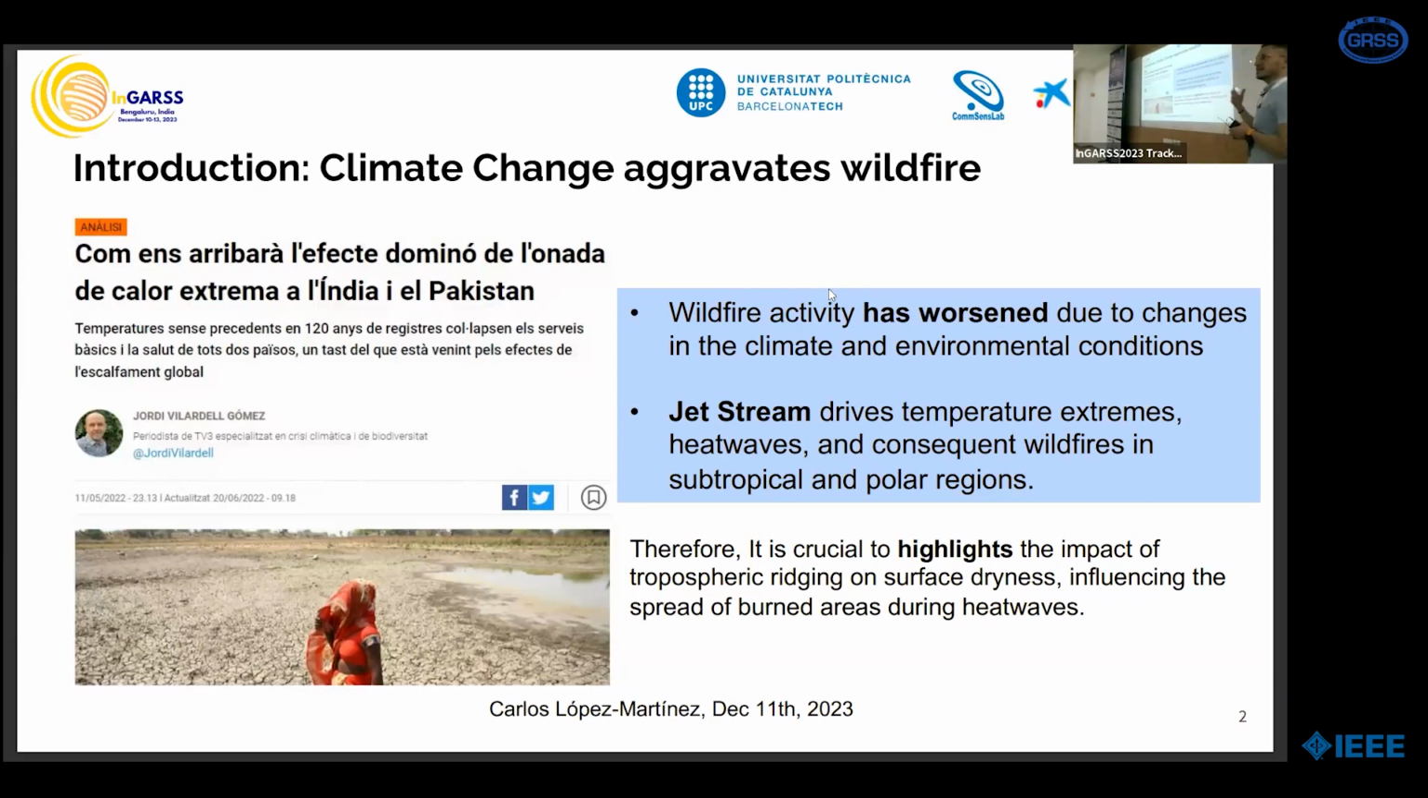In a classical approach, normally in remote sensing, people take different variables and try to predict the extension of the wildfire. In this case, what we were trying to identify is the importance of the jet stream in the extension of the wildfires, because one of the main effects of climate change has been the changes in the jet stream, especially in the northern hemisphere.